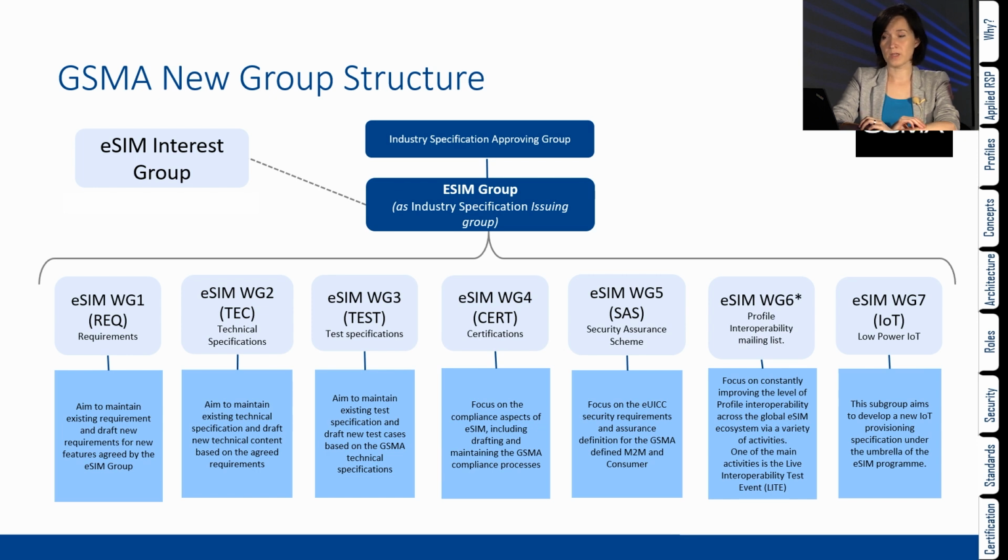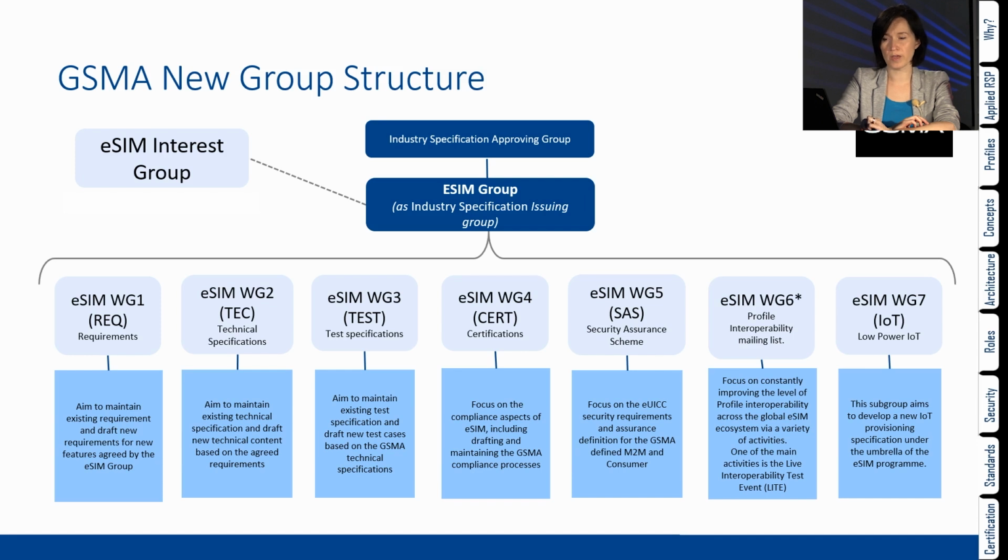So in general, we have the test group, working group 3, working mainly on the functional specification. And then we have the security assurance group, working on the security assurance scheme. This is working group 5. They focus on the eUICC security requirements, for example the protection profile and assurance definition for the GSMA defined M2M and consumer devices.